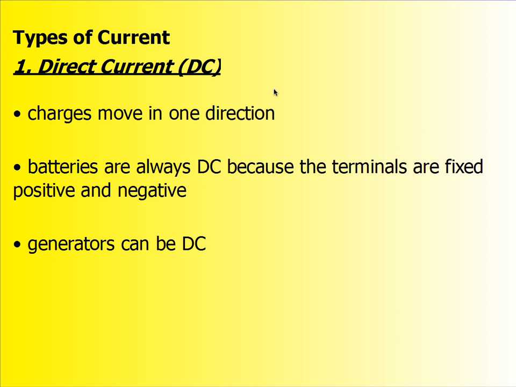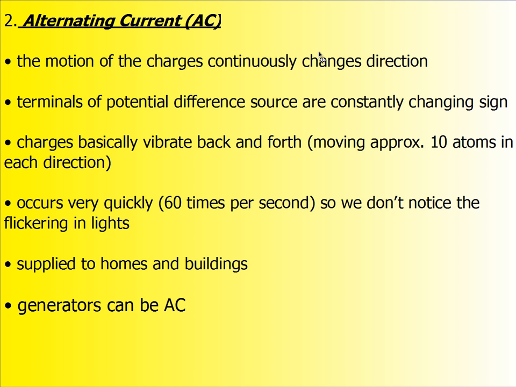Now we have two kinds of current. Direct current, DC, just means the charges move in one direction. Batteries are always DC, with terminals fixed, positive and negative. You can have DC generators. But alternating current means that the motion of the charges is continuously changing direction. So here I have a charge and it'll move this way for a little while and then it'll go back. It literally vibrates. So the terminals of the potential source are always changing direction.